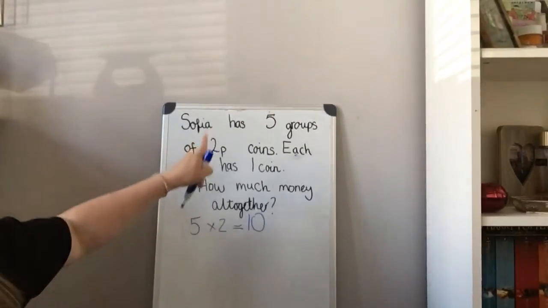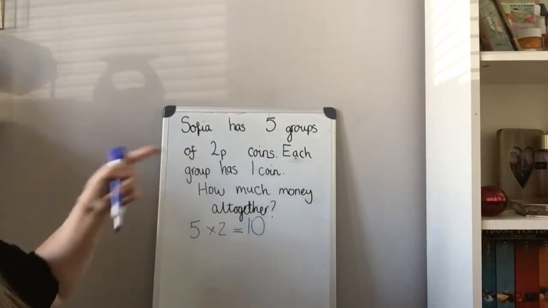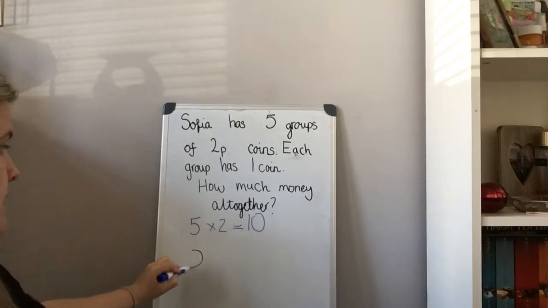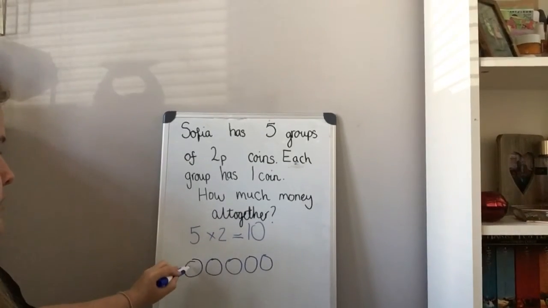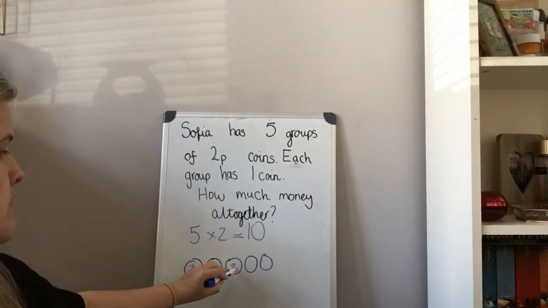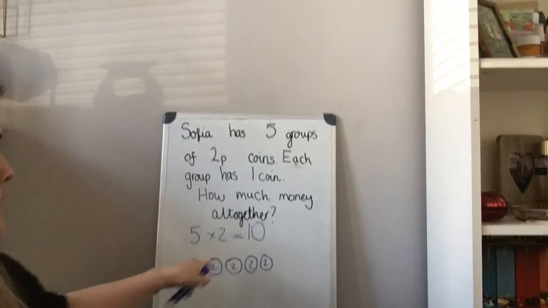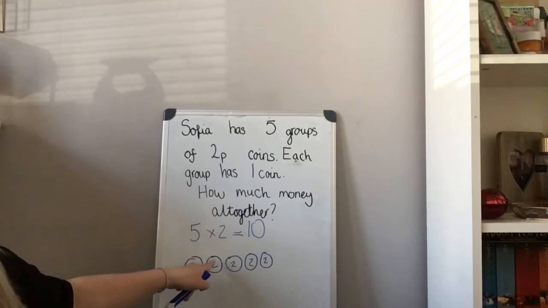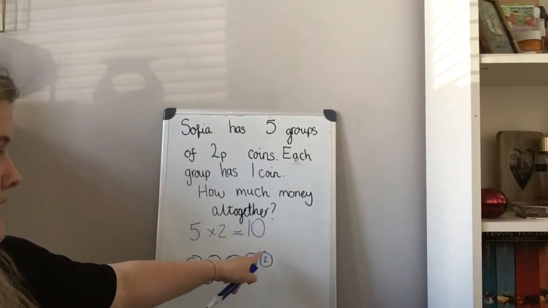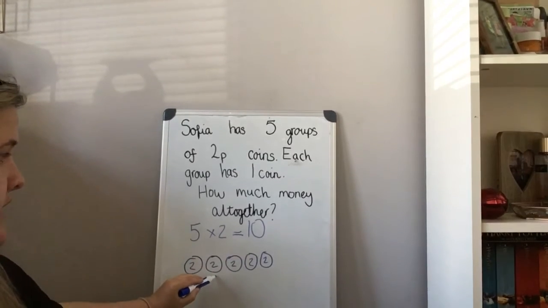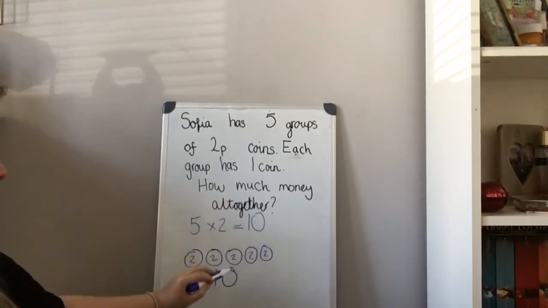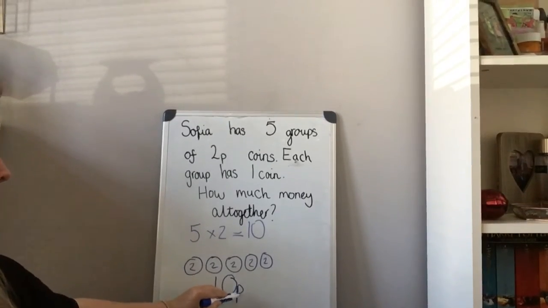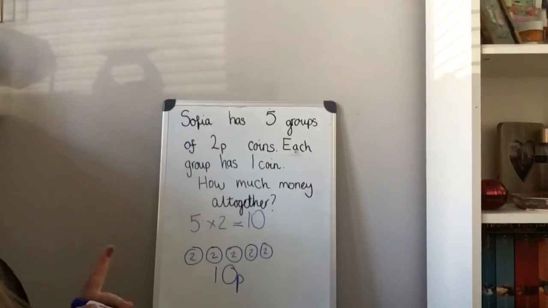So I've got 5 groups of 2p coins and each group has 1 coin. So I've got 2, 4, 6, 8, 10. So altogether she has 10, and it said how much money, it didn't say the number, so you need to put your P for pence. So that was your amber question.